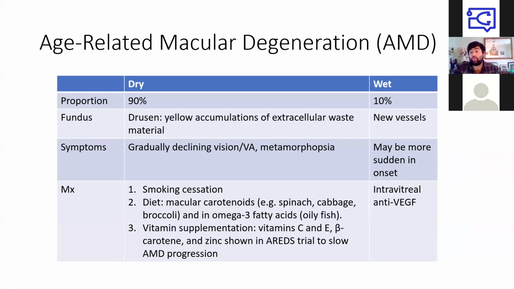So what you would do is that you would give intravitreal anti-VEGF drugs like Lucentis. And the purpose of those drugs is to decrease the angiogenic drive and stop the proliferation of new vessels. So really the difference in management between these is in wet, you can give a medication.